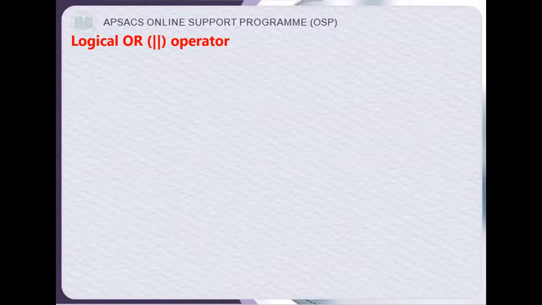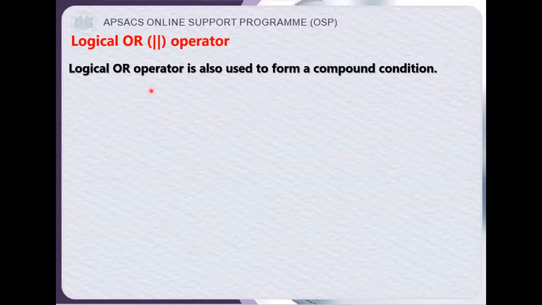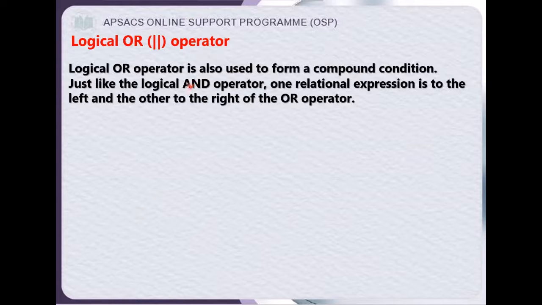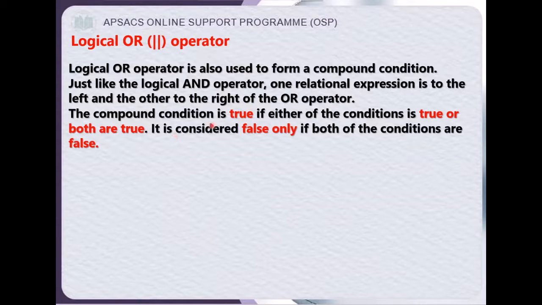Logical OR operator. Logical OR operator is also used to form a compound condition. Just like the logical AND operator, one relational expression is to the left and the other to the right of the OR operator. The compound condition is true if either of the conditions is true or both are true. It is considered false only if both of the conditions are false.